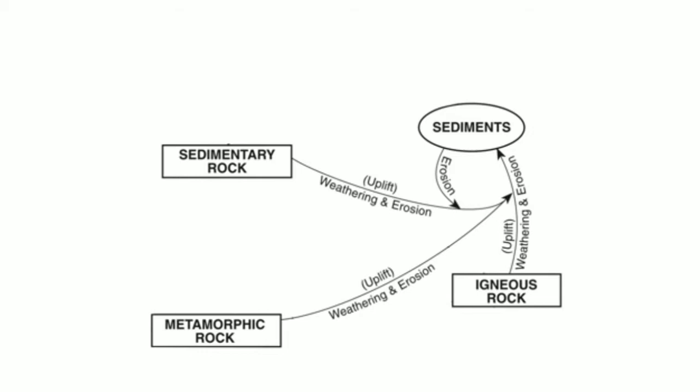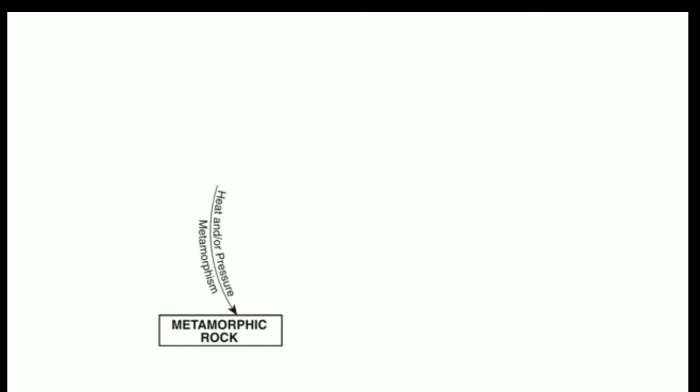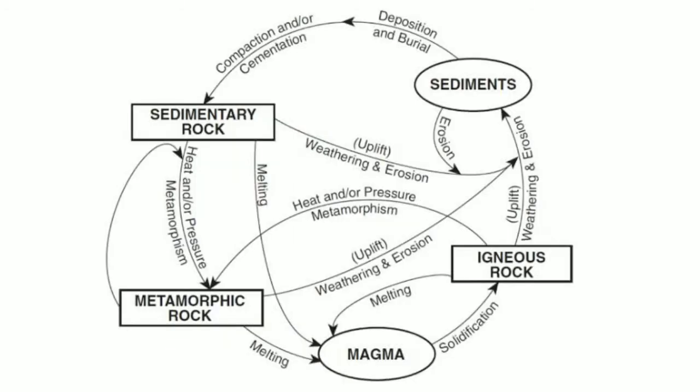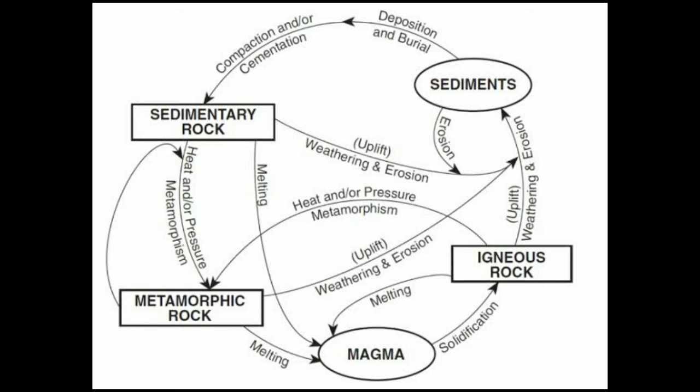Lastly, we have the metamorphic rock. These rocks form when exposed to intense heat and pressure. Of course, the process can take place with any rocks: sedimentary, igneous, or even metamorphic rocks. As I've mentioned earlier, the key idea of the rock cycle is how any type of rock can become any other type of rock. It can even become itself.